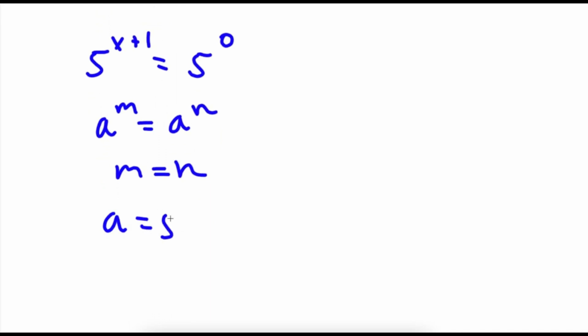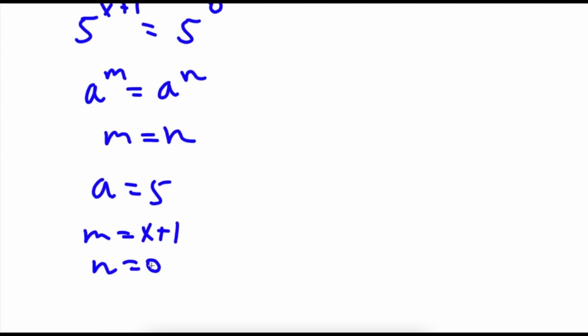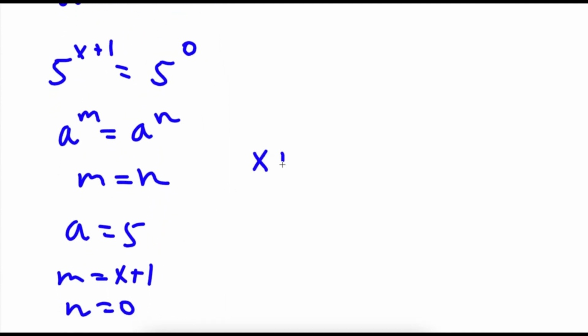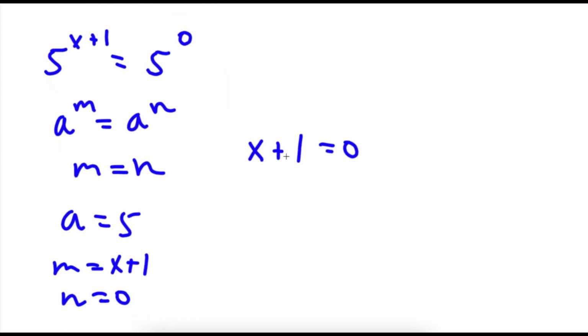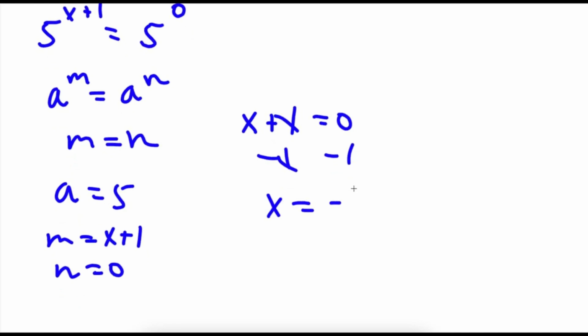So in this case, a is equal to 5, m is equal to x plus 1, and n is equal to 0. So this means that x plus 1 is equal to 0. Now we have a simple equation. All I have to do is subtract 1 on both sides, and I get x is equal to negative 1. So this is my answer.